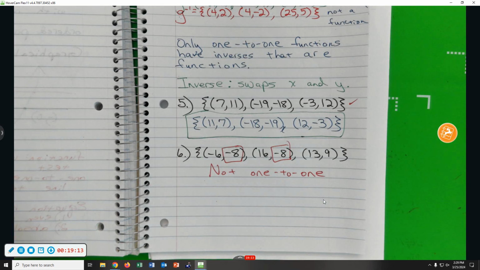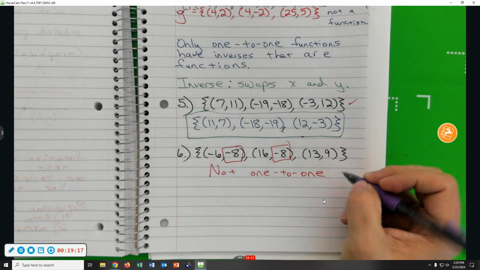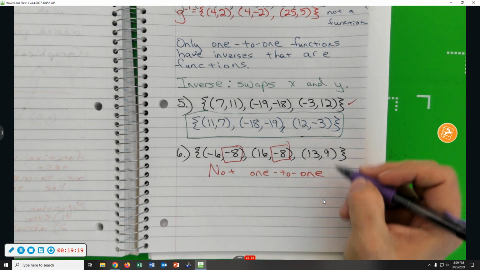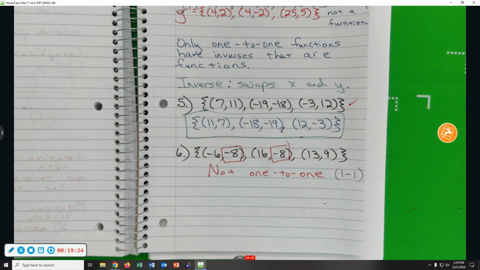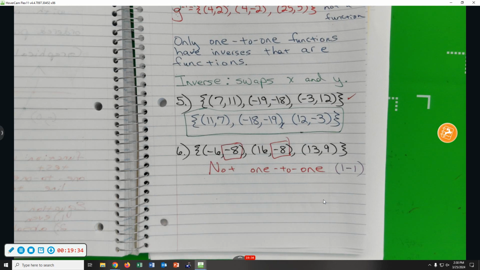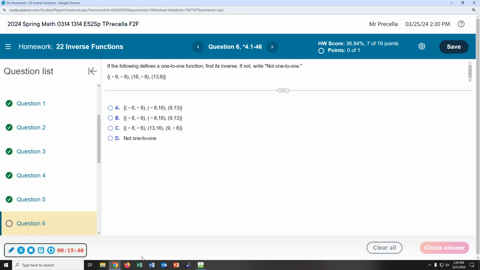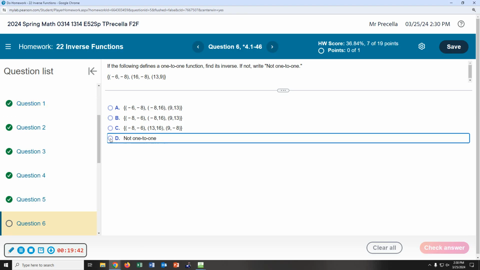And here's a notation that we like to use for one-to-one. Instead of writing out the words one-to-one, it looks like 1 minus 1, but that's a shorthand notation for one-to-one. That's accepted in mathematical circles. So out of laziness, I might write it like that. So we go over here to number 6, and we select not one-to-one.